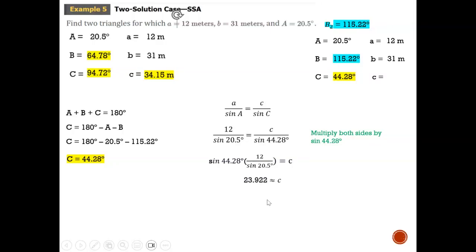Put into the calculator. It's going to give us something like 23.922. Rounded to two places, it will be 23.92. So I solved my second triangle. I got both triangles.